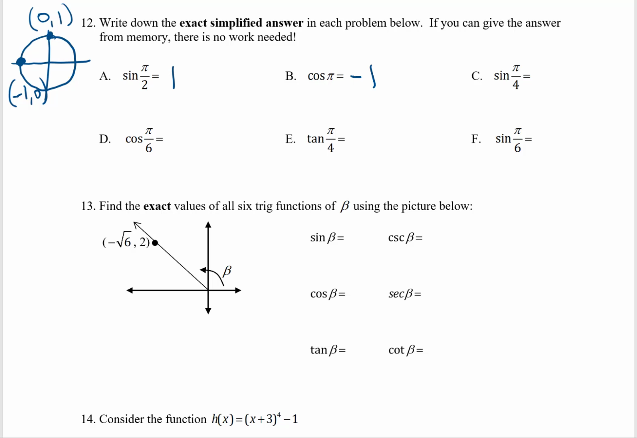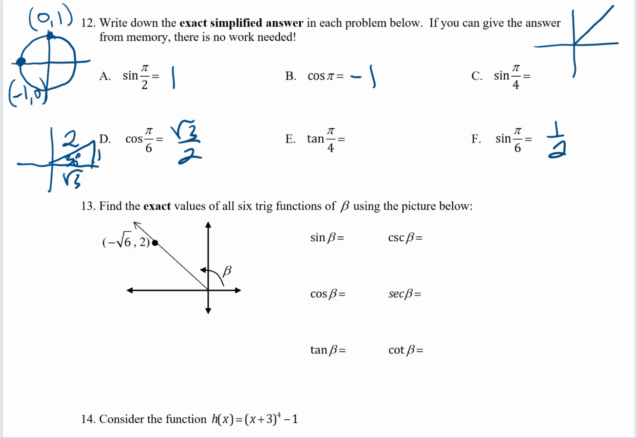Let's see, it looks like I've got a couple of pi over 6's. Those are pretty easy to deal with. Pi over 6 is just 30 degrees. You should be able to quickly draw a 30, 60, 90 triangle. They're always labeled exactly the same way. And so the sine ratio, letter F, is opposite over hypotenuse. And the cosine ratio, letter D, is adjacent over hypotenuse. So very quick.